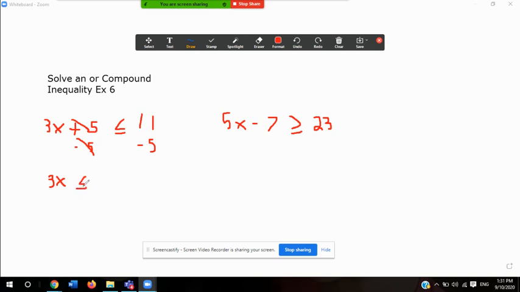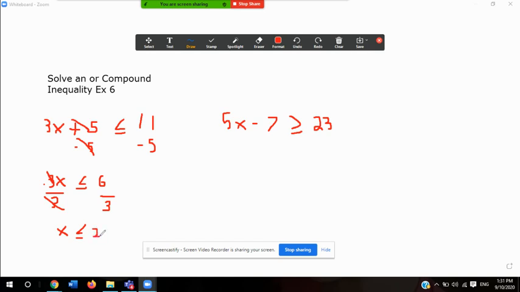Now again, we want to make sure that we're going to divide by 3. We want to make sure that 3 is positive. If it were negative, the inequality sign would have to change. But since the 3 is positive, I divide by 3, and I also divide by 3 on this side. And this cancels out. And 6 divided by 3 is 2. So it'll be x is less than or equal to 2.